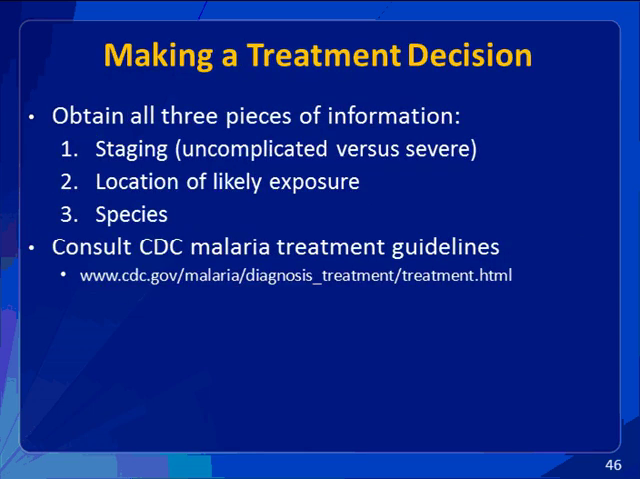After obtaining the three pieces of information, the staging, the location of likely exposure, and the species, the next step is to consult the CDC malaria treatment guidelines available online at cdc.gov/malaria/diagnosis_treatment/treatment.html. Alternately, one can also search for CDC malaria treatment guidelines in any internet search engine to find the document.